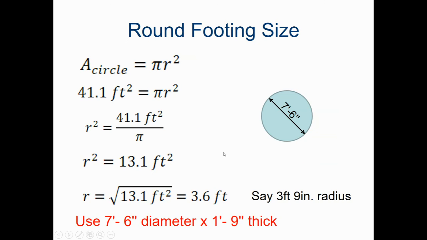If I were to do a round footing size, very similar, I could say the area of the circle is pi r squared. This is the area I need to get to. When I go through the math, I find out that I have a radius of 3.6 feet. So with that, we're just again rounding up to say I can use a 7 foot 6 inch diameter round footing by that 1 foot 9 inches thick. So hopefully this helps to where now we can calculate the column loading. We can also calculate the footing size.